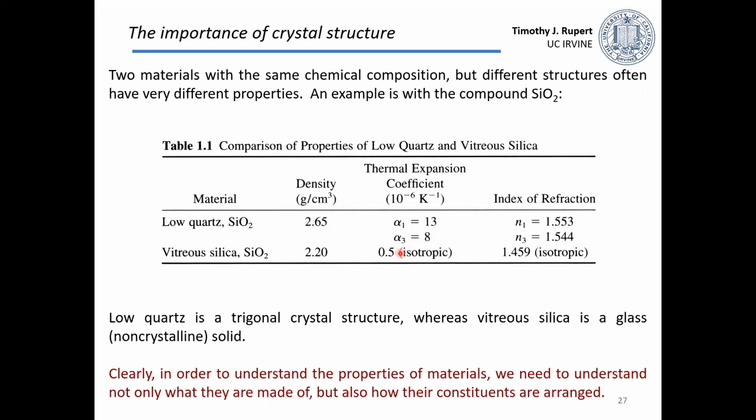So as we heat it up, it expands equally in all directions, whereas the quartz expands more in one direction than another. And even things like the optical properties of materials, shown here by the index of refraction, can be different between these two systems. And that difference comes about in how those atoms are arranged. So quartz is a trigonal crystal structure, so it has that long range order. And vitreous silica is what we call a glass, so it's a non-crystalline structure. Right? And as we really understand how these properties are different, we need to dig into how those atoms are arranged.